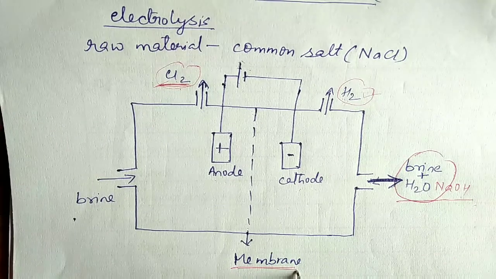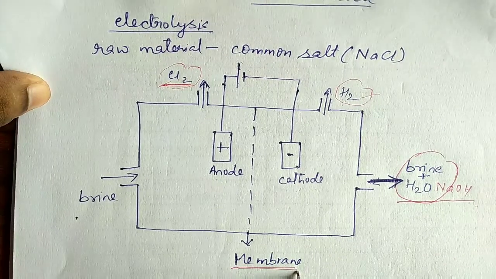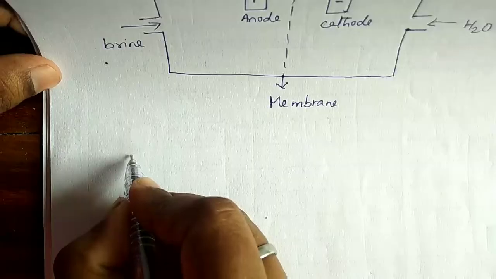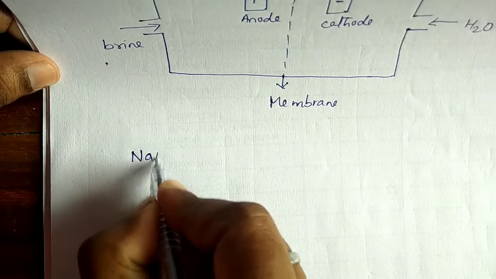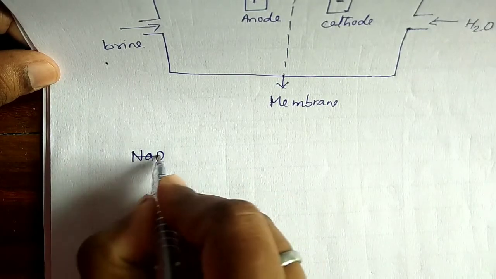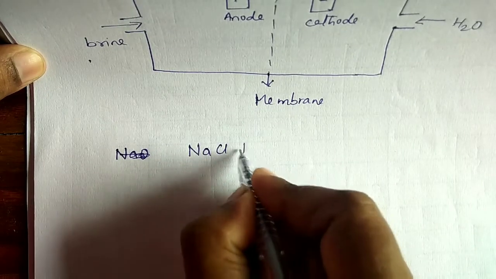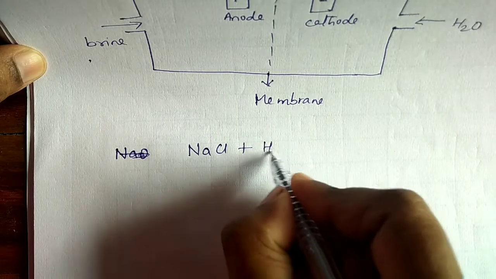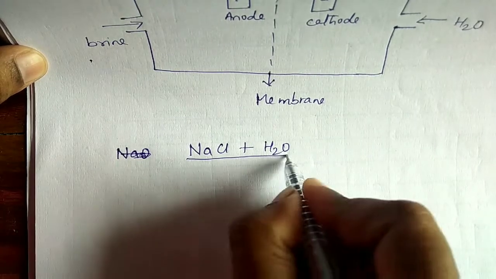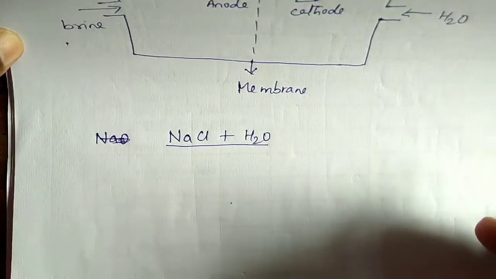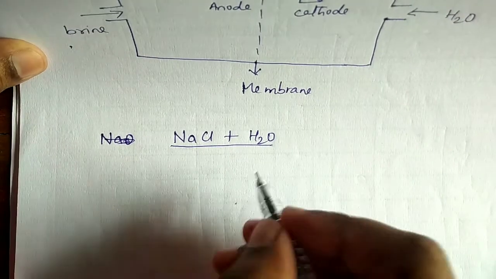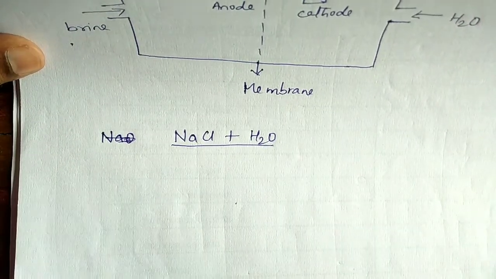Now I will explain to you how the process takes place. The raw material is brine. Brine is aqueous solution of NaCl in water. So these are the two raw materials that we have, NaCl and water. Now we are going to see the different reactions that take place at anode and cathode.